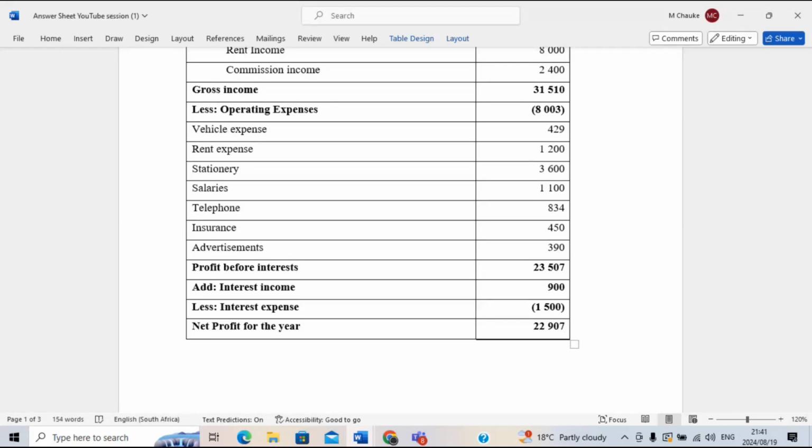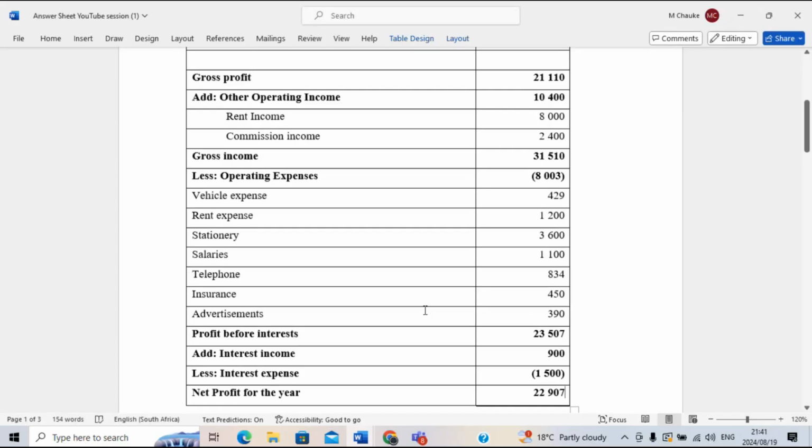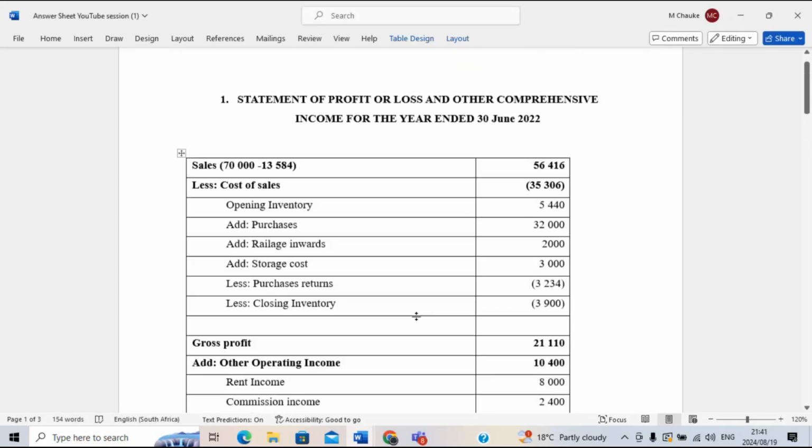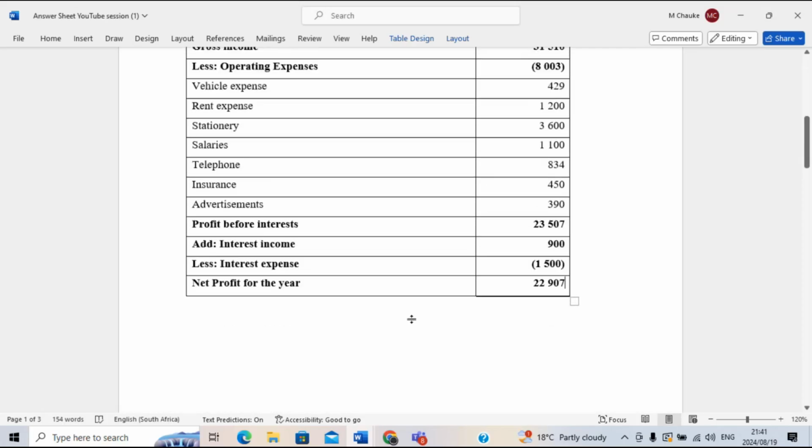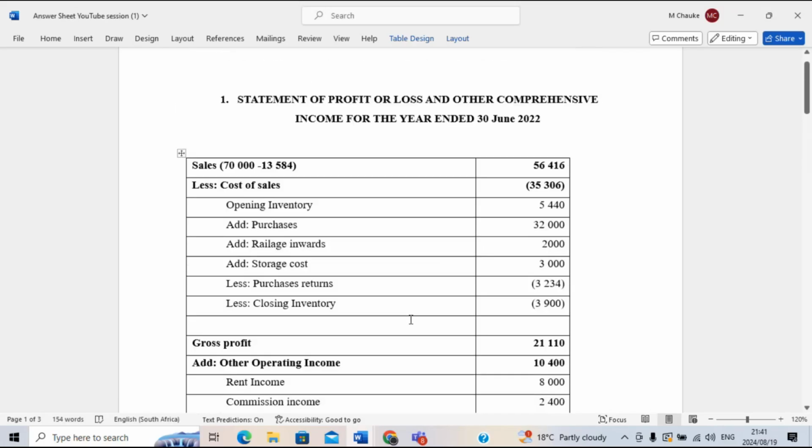22,907. That is our statement of profit or loss and other comprehensive income. Right? So now that is your statement of profit or loss and other comprehensive income.